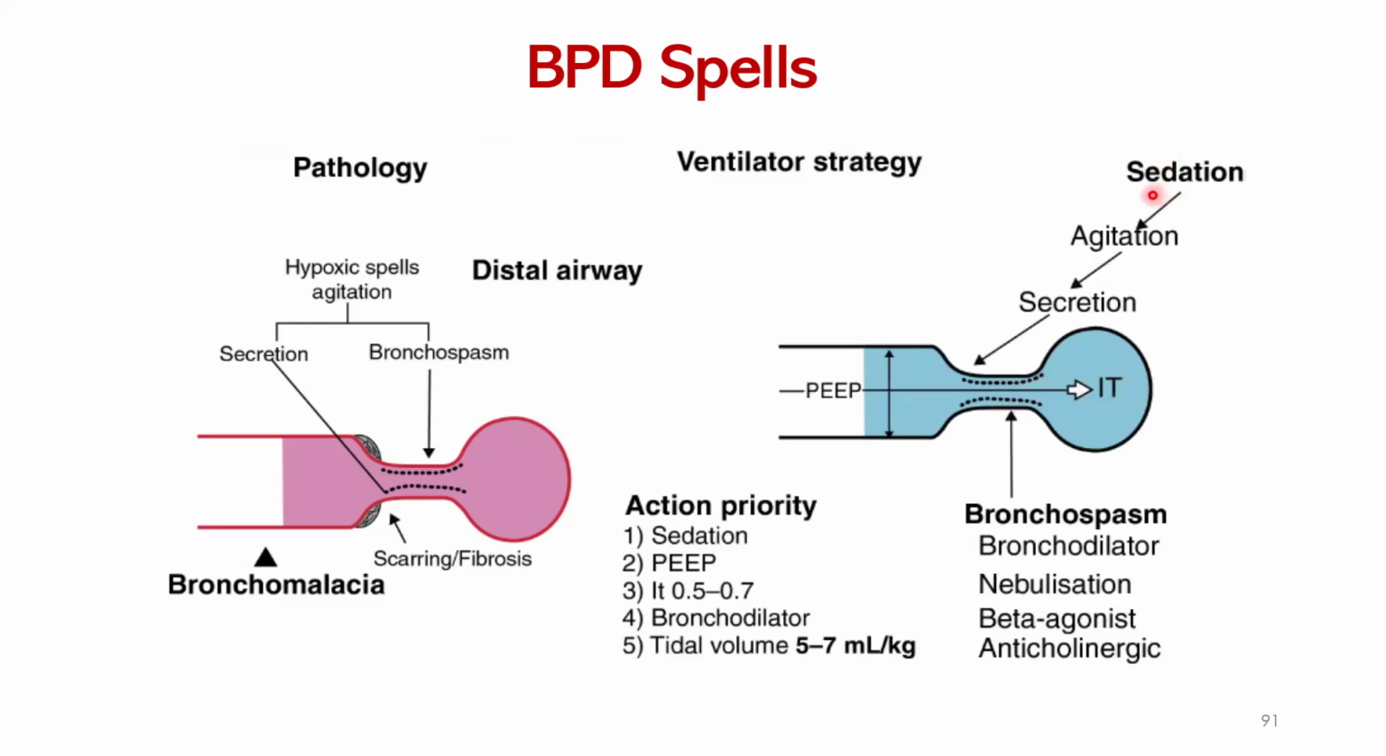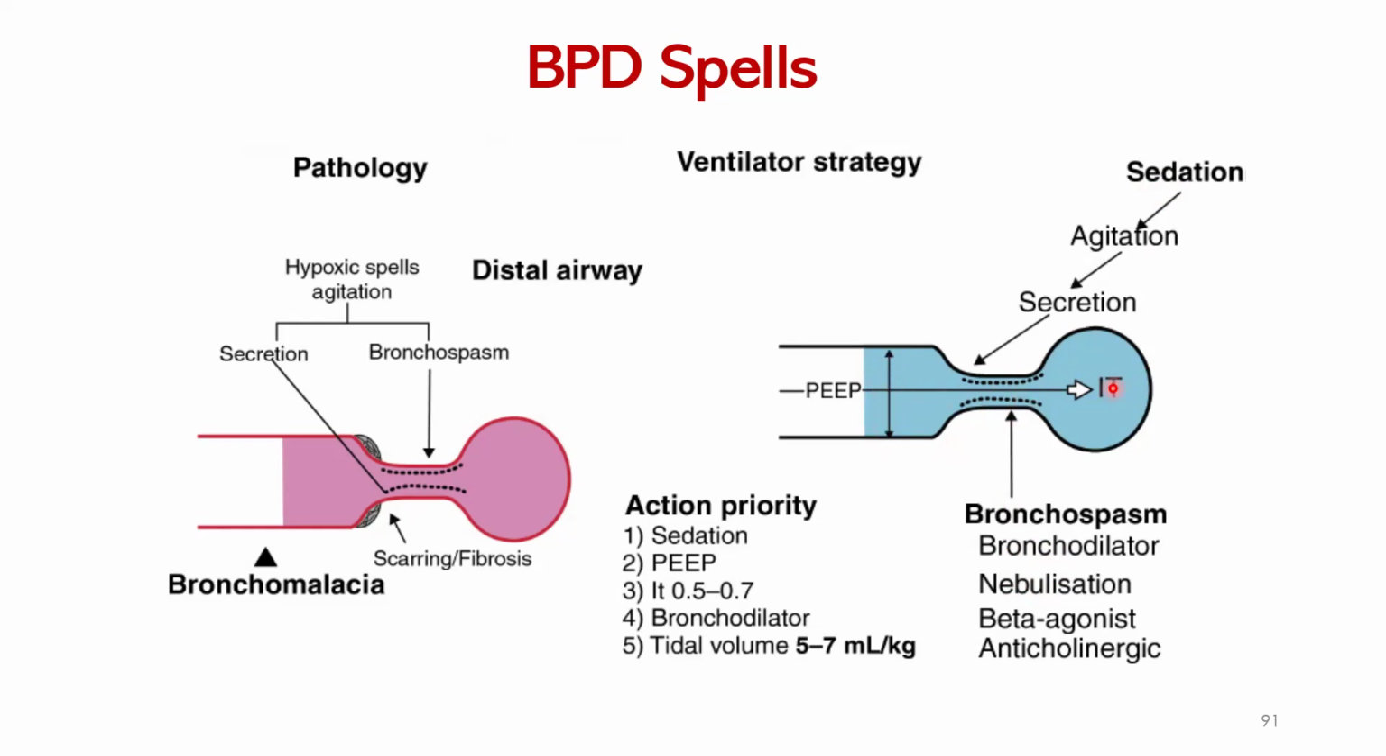If the baby is on non-invasive ventilation, you can use chloral hydrate or fentanyl also. If the baby is on invasive ventilation, you can use midazolam. Then this bronchospasm part you have to deal with using a bronchodilator, and for this tracheomalacia part, you have to provide an adequate PEEP to open this malacic part.